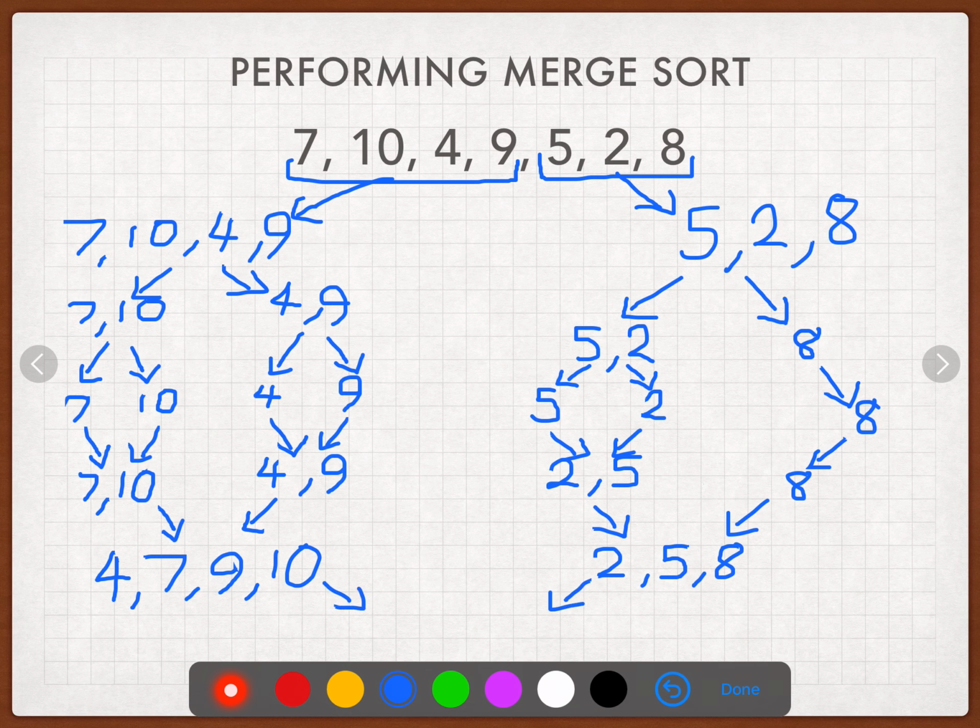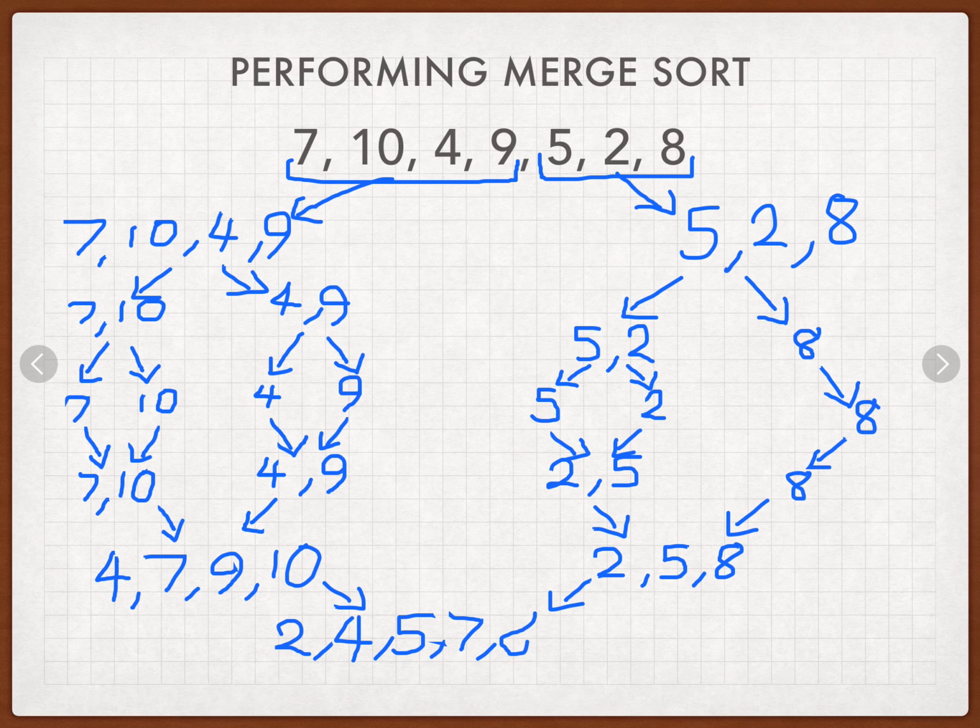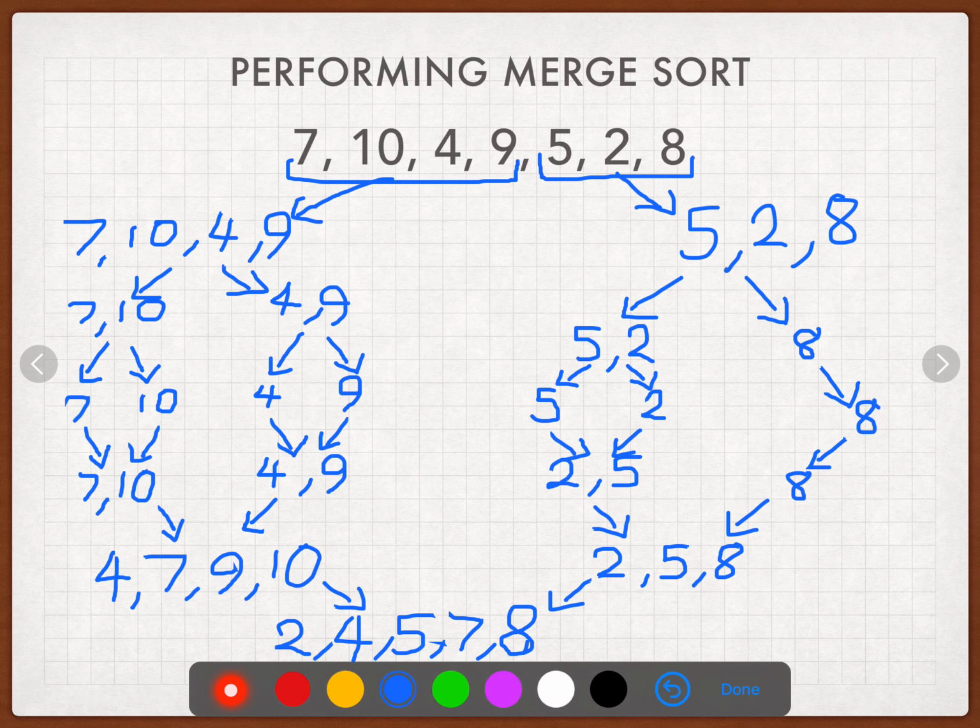We begin by looking at the 4 at the start of the left-hand list and the 2 at the start of the right-hand list. We take the 2 to begin with. We then look at the 4 and the 5. We then take the 4 and add it to our sorted list. We look at 7 and 5. We take the 5. We look at the 7 and the 8. We take the 7. We look at the 9 and the 8. We take the 8. We look at the 9 and the 10 and add those in.